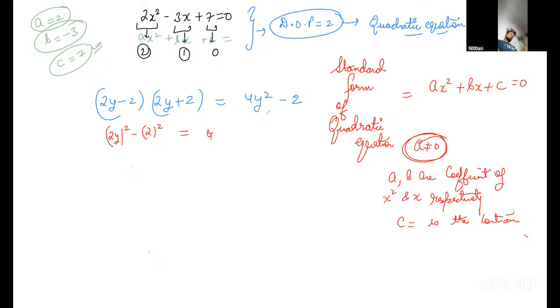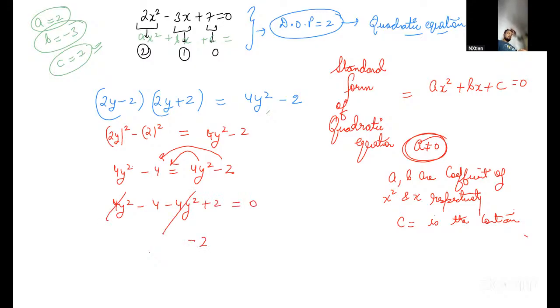So it will become 4y square minus 4, equals 4y square minus 2. Now this will go to this side and this will also go to this side. So it becomes 4y square minus 4 minus 4y square plus 2 equals 0. This and this will cancel, so the answer will be minus 2 equals 0.